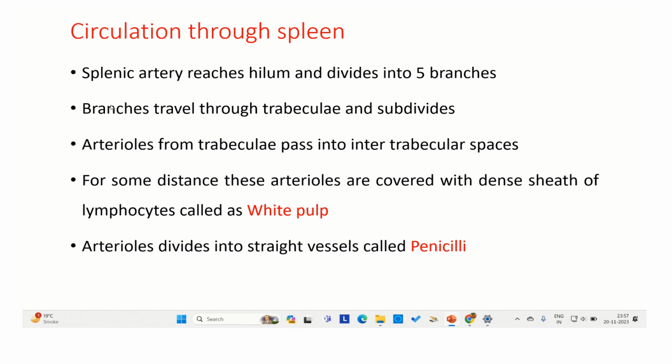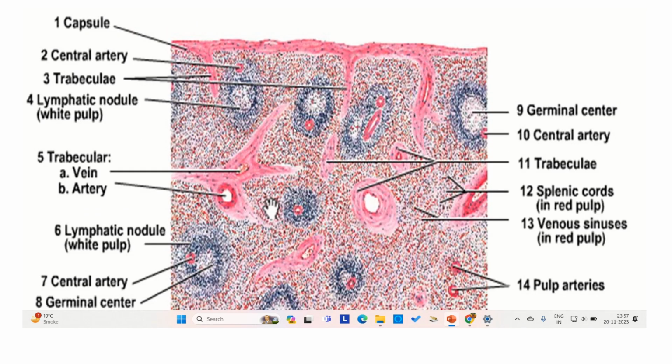Circulation through the spleen. The splenic artery reaches the hilum and divides into 5 branches. The branches travel through trabeculae and subdivide. Arterioles from trabeculae pass into intertrabecular spaces. For some distance, these arterioles are covered with a dense sheath of lymphocytes called white pulp. You can see here the arterioles covered by a dense sheath of lymphocytes called white pulp, also called periarteriolar lymphatic sheaths.